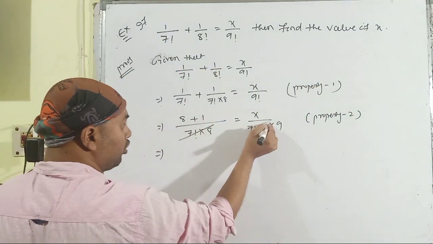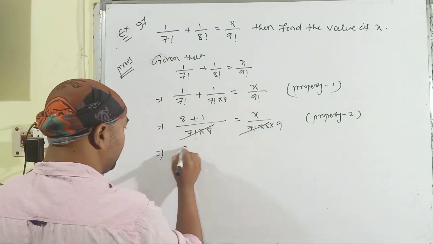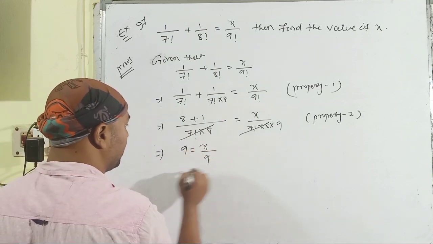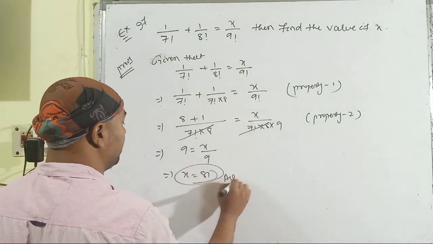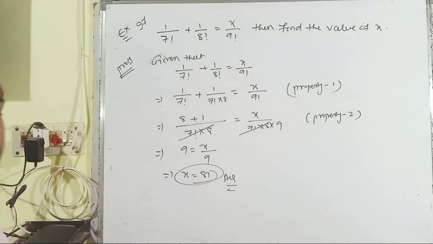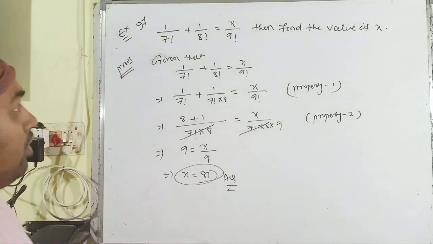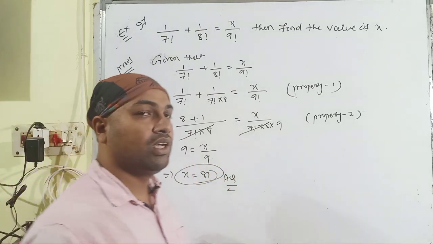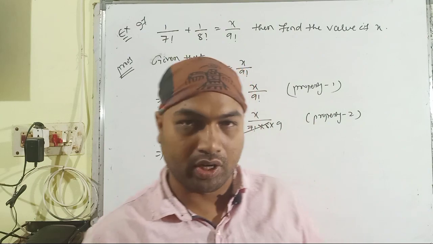Now cancelling both of the common parts from both of the denominators, left hand side and right hand side, we are getting here 9 is equal to x divided by 9, that means x is equal to 81. The same result we are getting in both of the methods, either in shortcut method or in descriptive method. So this is all about the properties, fundamentals, definitions, notes about the topic factorial.